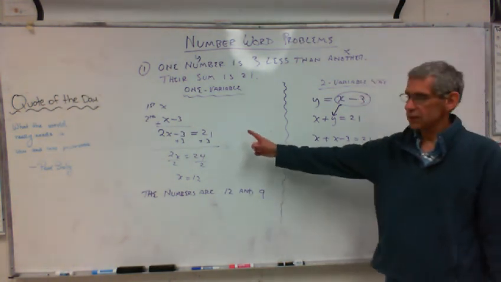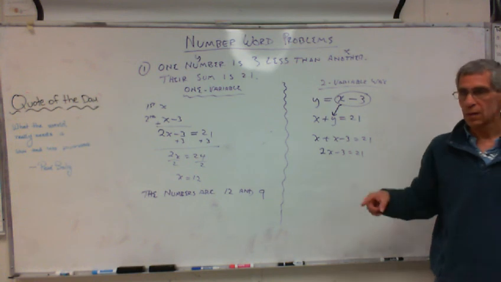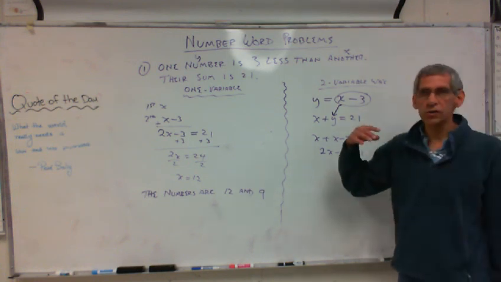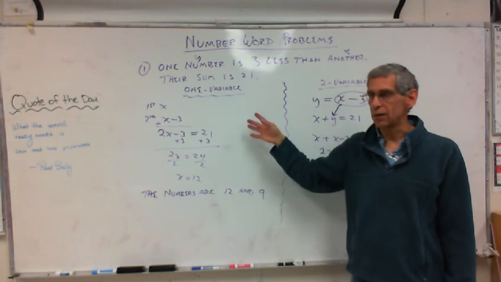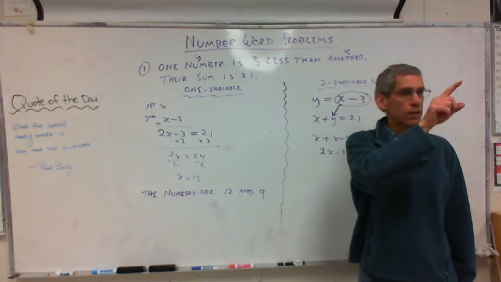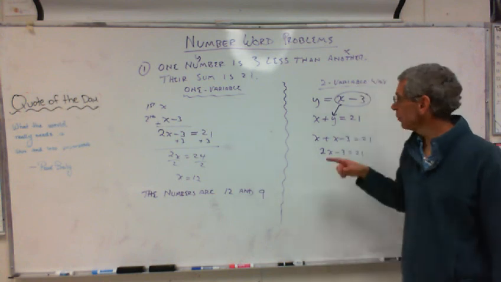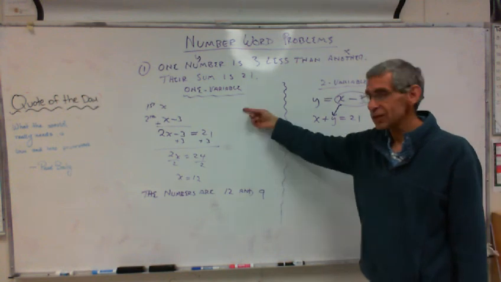But I'm curious, which method do you guys like better? I like one variable. Like the first variable. All right, so let's do a show of hands. How many people like the first method, the one variable method? Okay, we got 1, 2, 3, 4, 5, 6, 7, 8, 9, 10, 11. How many people like the two variable method? That's interesting.